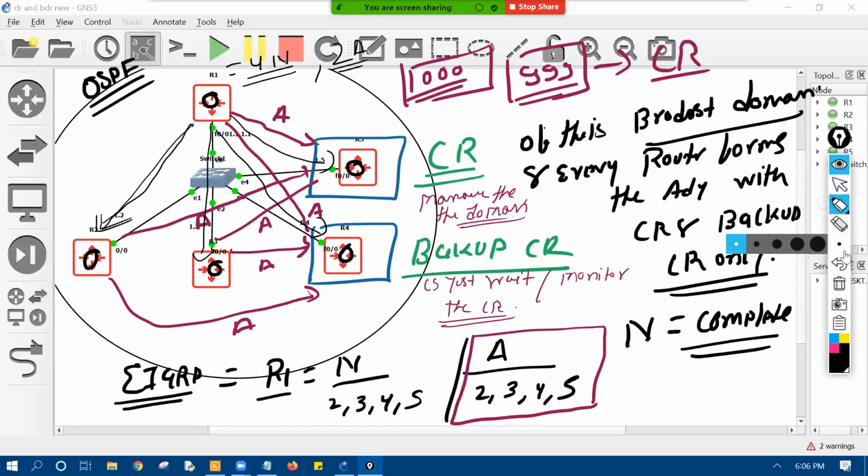So as compared to this one, this is good, right? 4 neighborships, but adjacency there's a 4, I have just 2. And this is the benefit of the OSPF. What OSPF is going to do in a single broadcast domain, the OSPF router is going to elect one CR and one backup CR before exchanging the update. Before exchanging the update, this guy is going to find who is the CR and backup CR in my classroom.